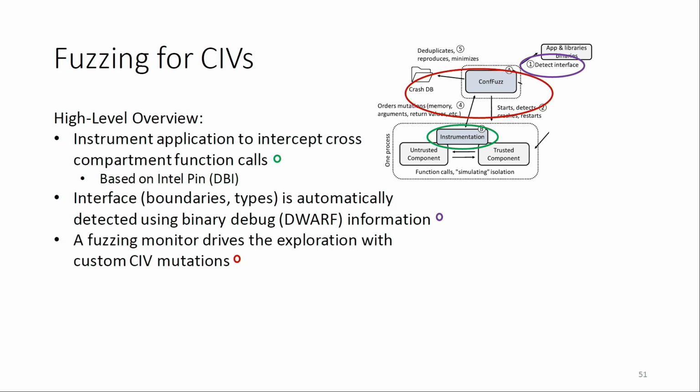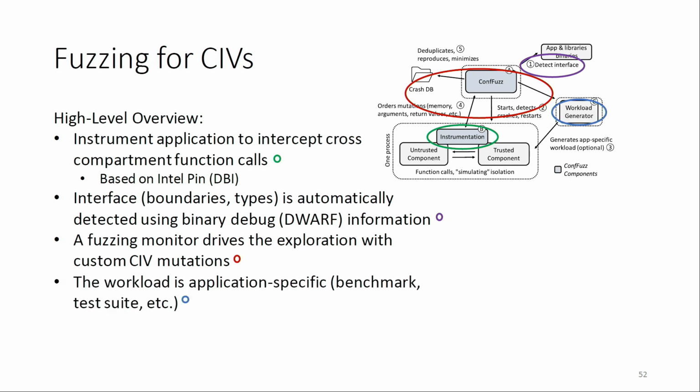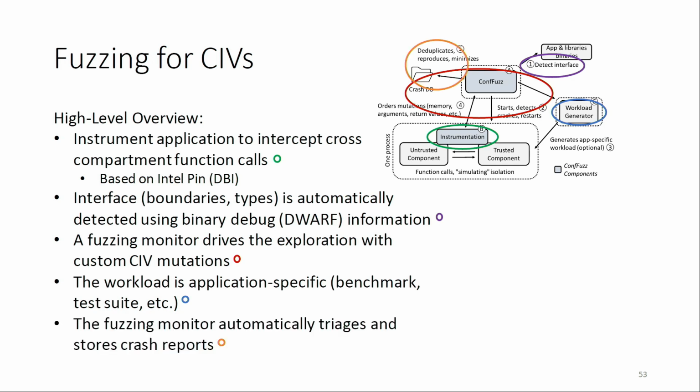Our fuzzing monitor then drives the exploration by ordering mutations of the data flow to simulate attacks from the malicious compartment. The workload used to drive the program is application-specific, for example, benchmarking tools, test suite, custom workloads, or you could even plug another fuzzer like OSS-Fuzz there. And finally, the fuzzer automatically triages and stores crash reports, and that includes deduplicating, reproducing, minimizing, etc. The paper provides more details, and I'm happy to answer questions in the Q&A.